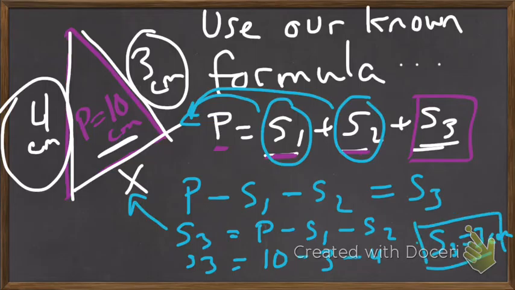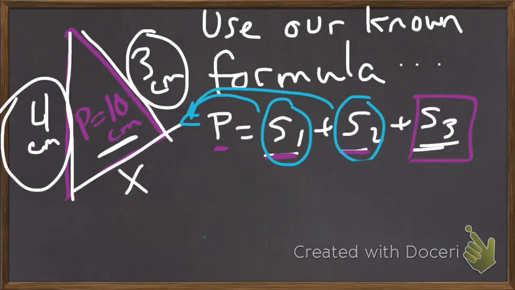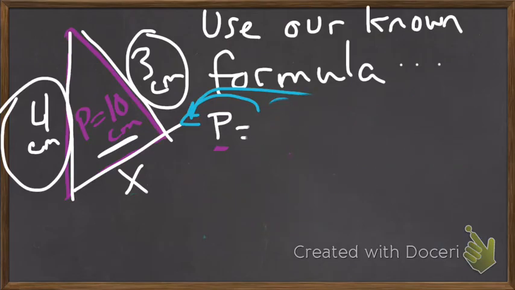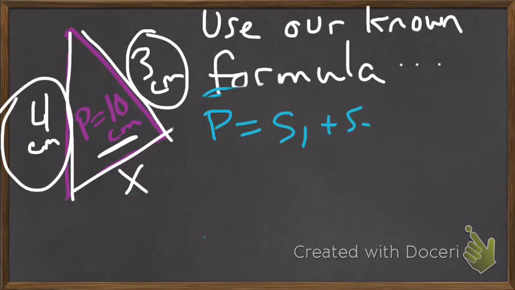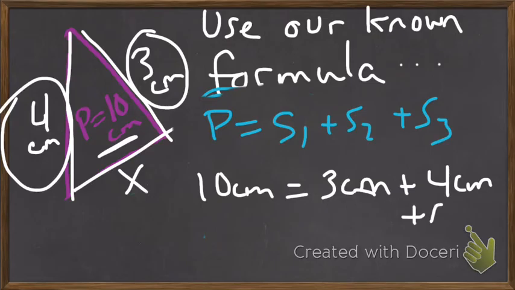Now I'm going to erase all this, and I'm going to put the values in first, and then rearrange. So again, we're going to write out our formula. Perimeter is equal to side 1 plus side 2 plus side 3. We're going to put our values in. So perimeter we know is 10 centimeters is equal to side 1 we know is 3 centimeters or 4 centimeters. Either way works. Side 2 is the other side, and side 3 is what we're left over with.